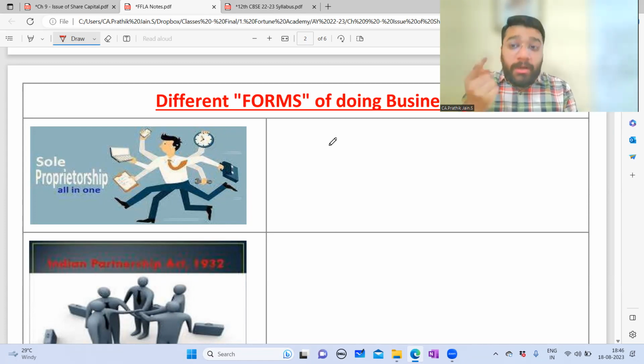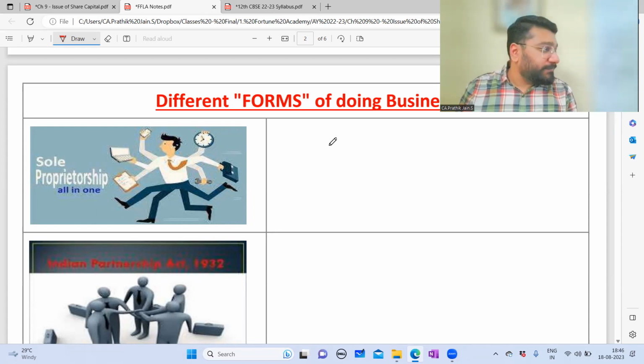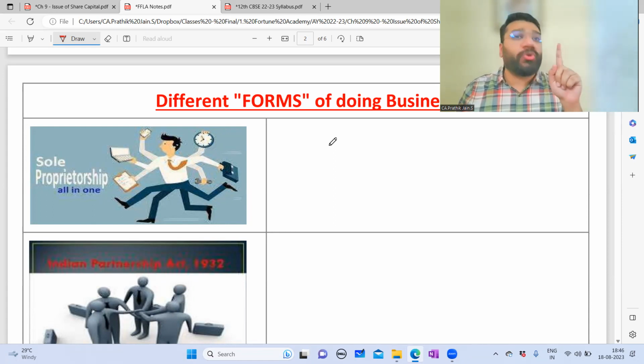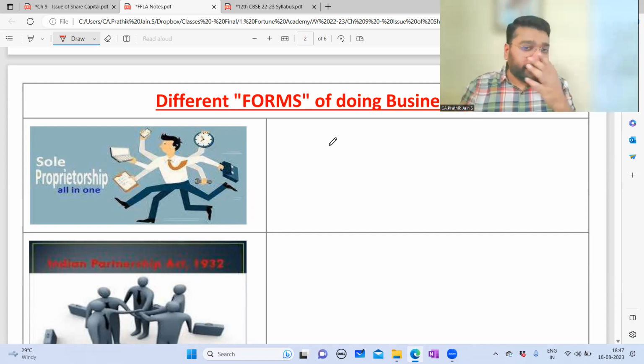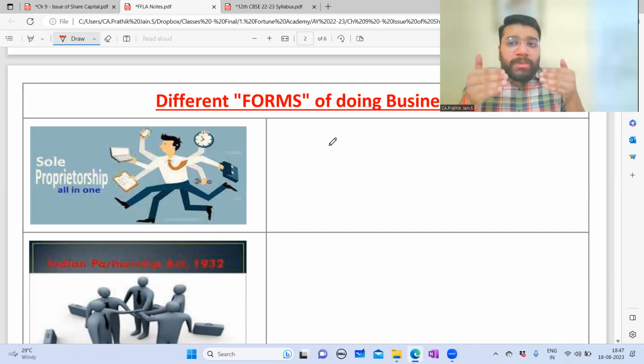He's the person who contributes the capital that is required to start the business. He is the person who manages the entire business. He is the person who will reap all the profits at the end. So this is basically a one-man show. A sole proprietor, everything he does by himself. But this you can do up to a certain level.